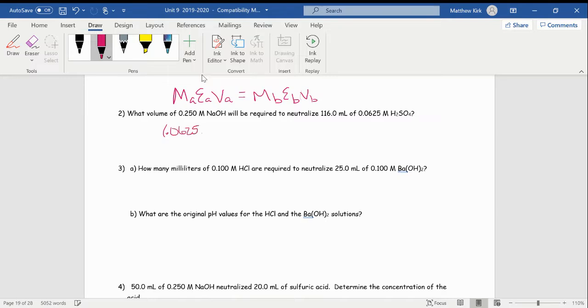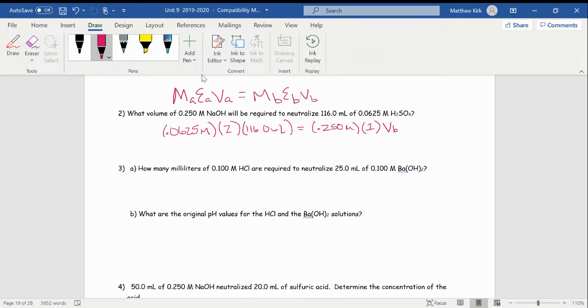0.0625 molar for the sulfuric acid. The equivalence is 2. There are 2 acidic hydrogens there, H2. And then the volume is 116.0 milliliters. And that's equal to our molarity of the base, 0.250 molar. It's sodium hydroxide. There's just one OH, so the equivalence is 1. And then VB is what we're trying to find.